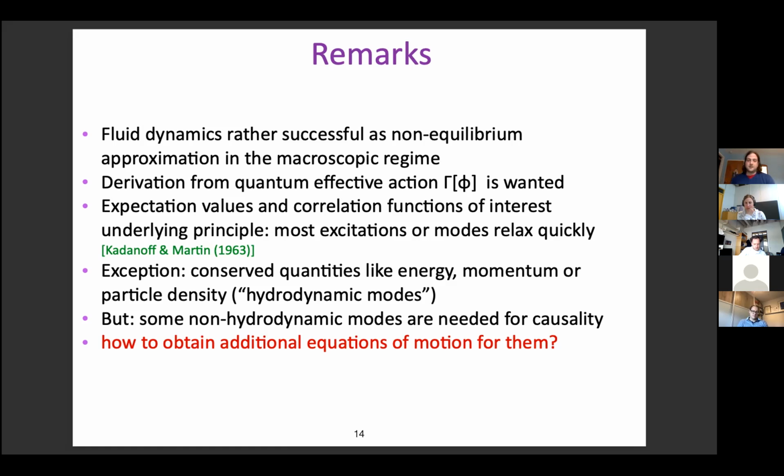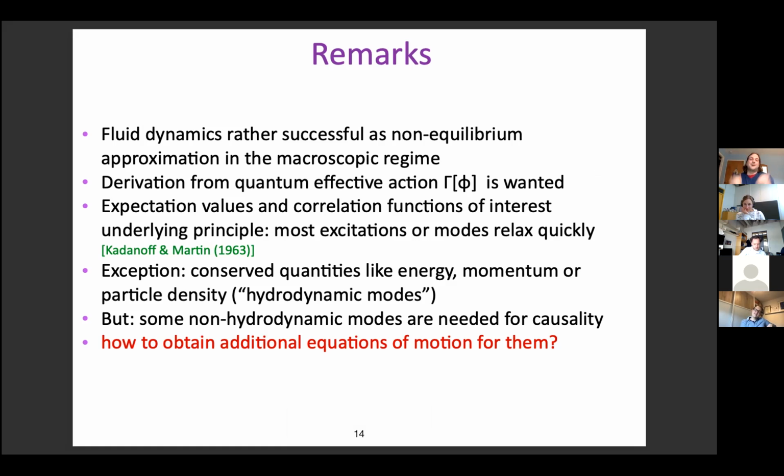So at the end of this talk, you will present us with a quantum effective action? No, I will not. So that's why I put the question. So no, I will not do that. If not, that would be it. Okay, I'm sorry, I should address this question.